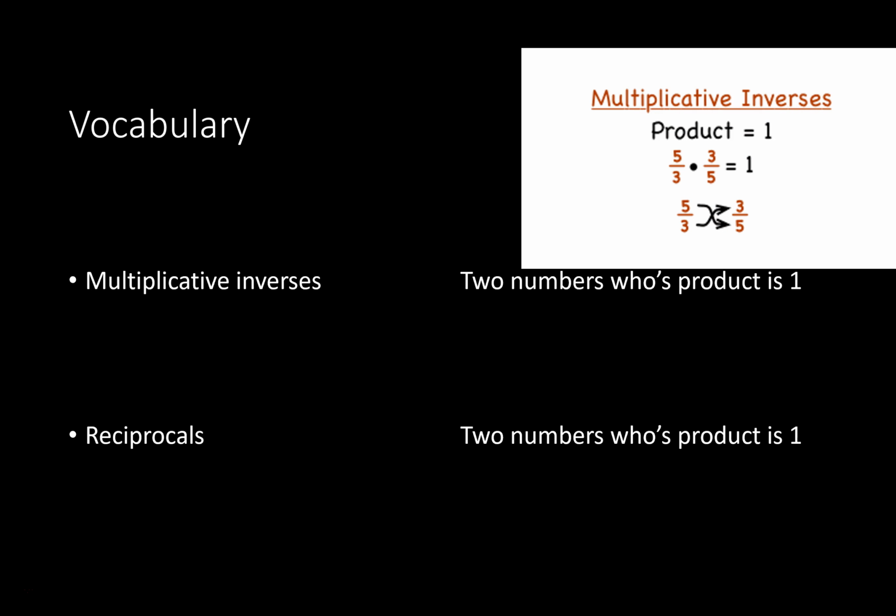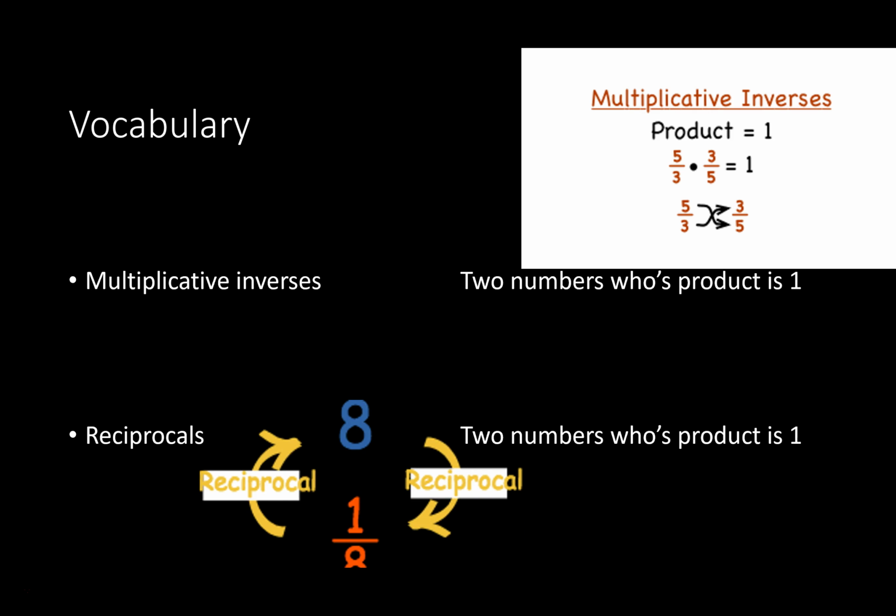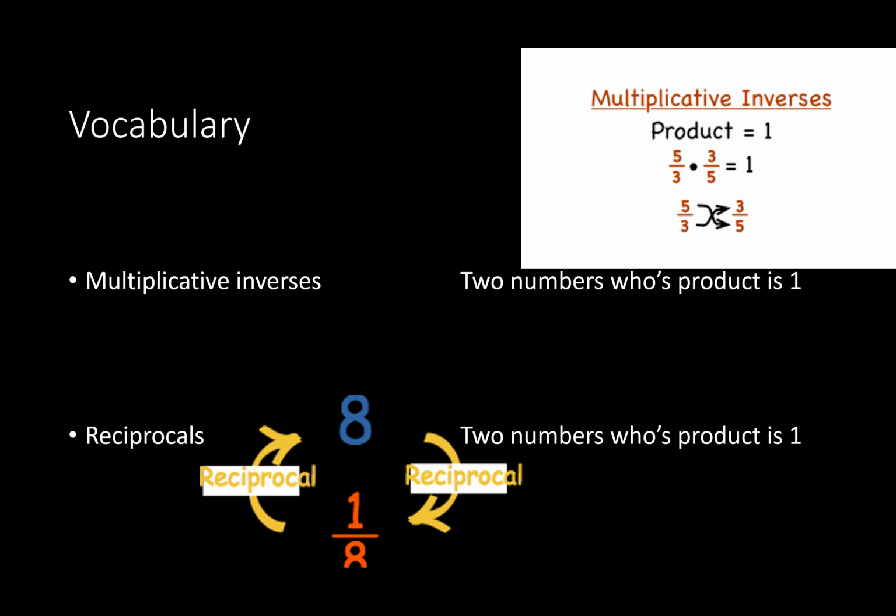Reciprocals are technically the exact same thing, but usually when we think of reciprocals, it's more than just a fraction. So the reciprocal of 8 would be 1/8, and the reciprocal of 1/8 would be 8. So technically, when I multiply those together, they would still equal 1. So reciprocals and multiplicative inverses are technically the same thing.